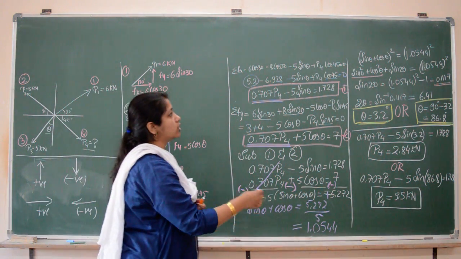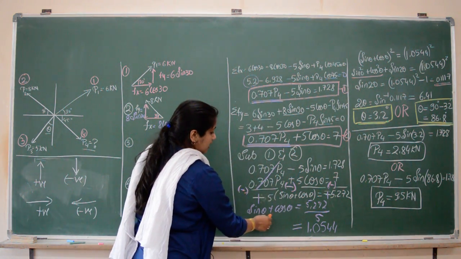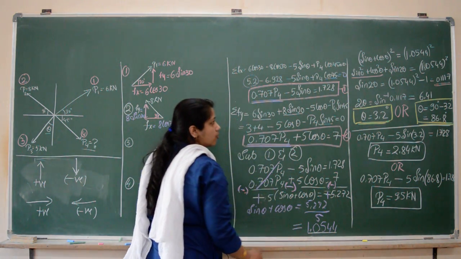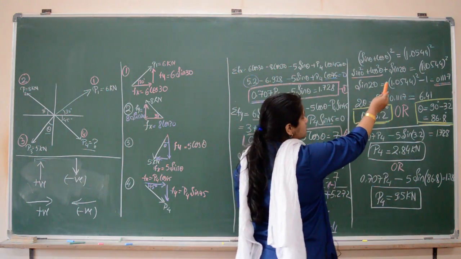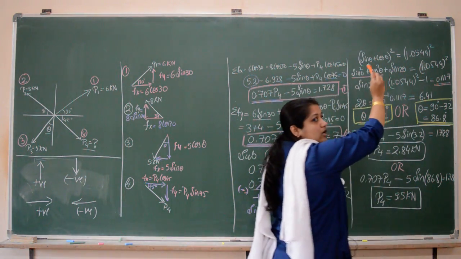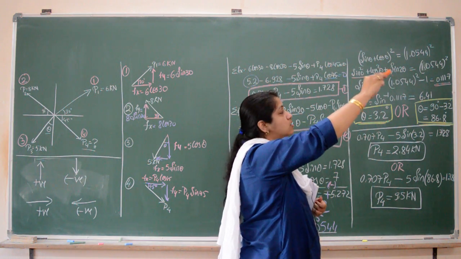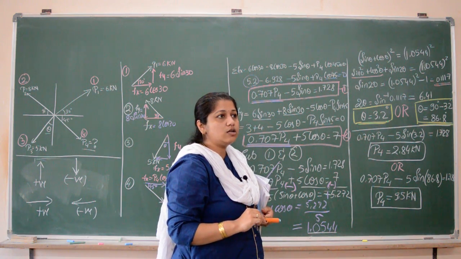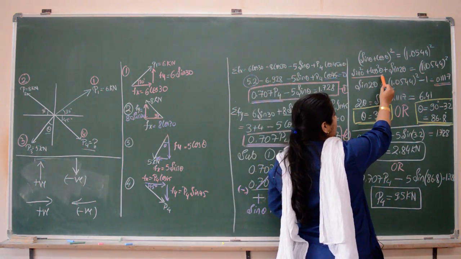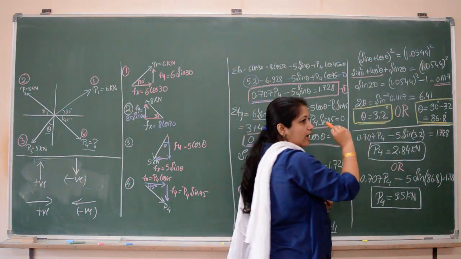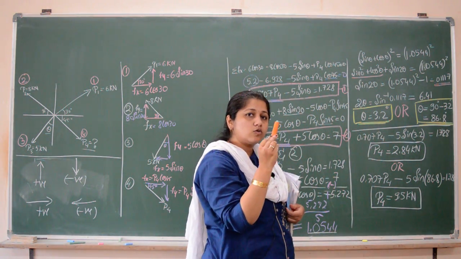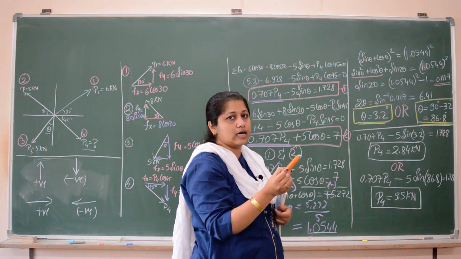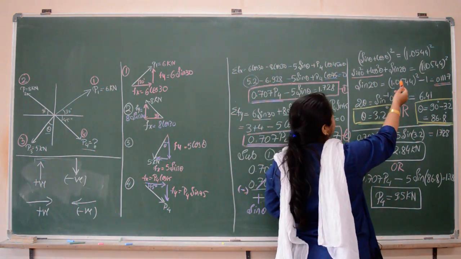Students, so next what I have done here, sin theta plus cos theta equals 1.0544. Okay, I have squared here, squaring on both sides. Then you know a plus b the whole square. What is the equation? a square plus b square plus 2 times ab. Now 2 times sin theta cos theta is nothing but sin 2 theta. The same thing directly I have written here.